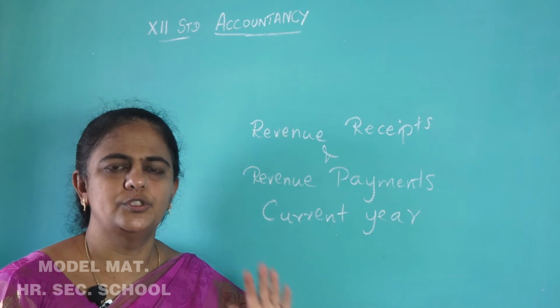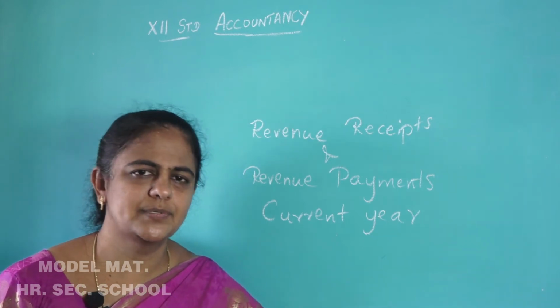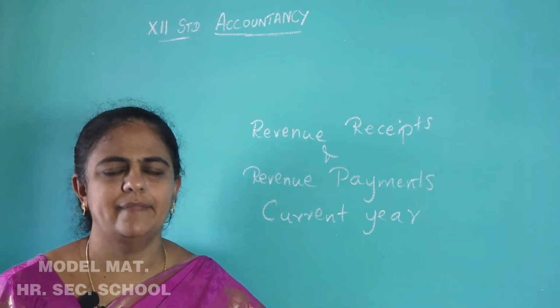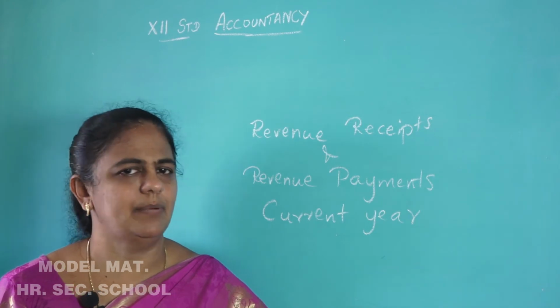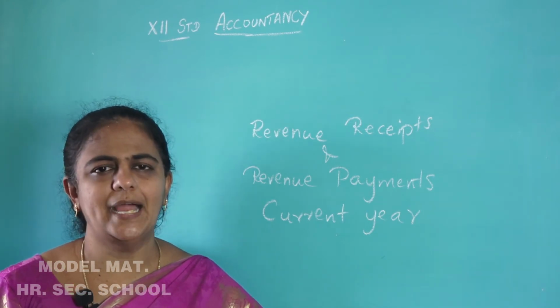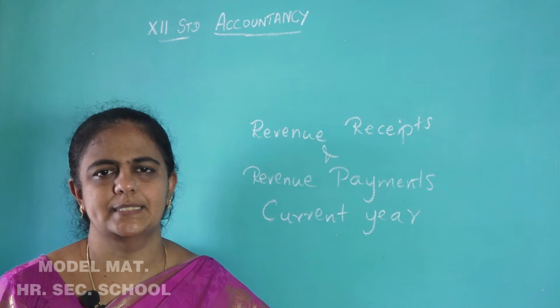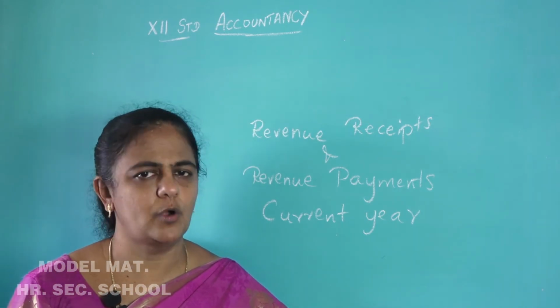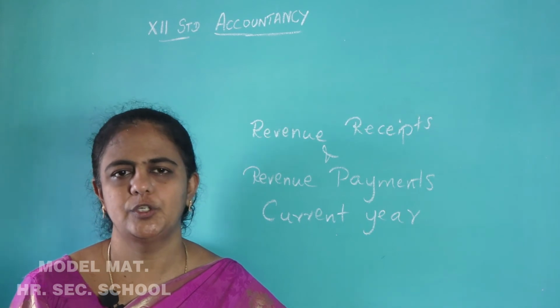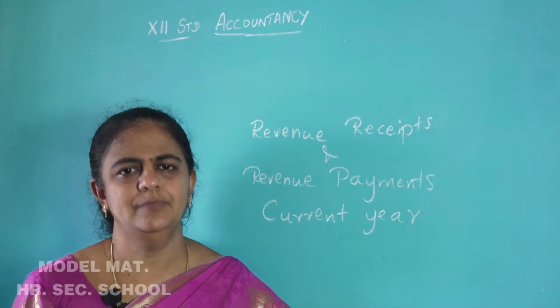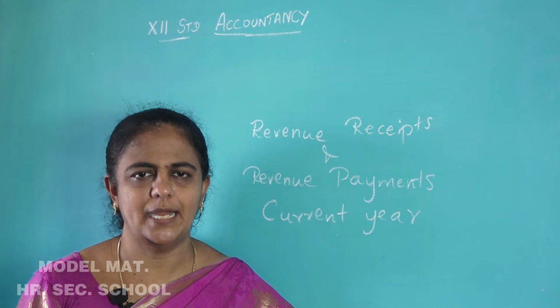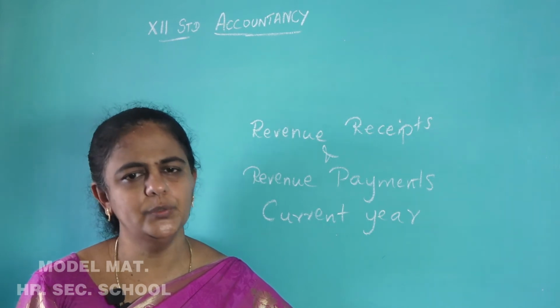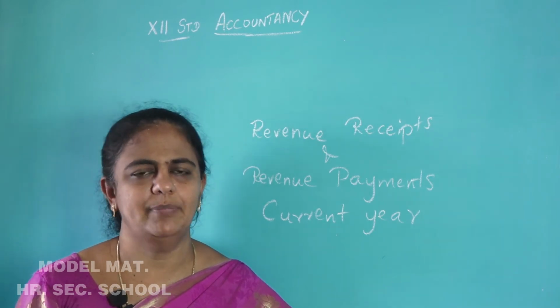Then you should know which are our revenue receipts, which are revenue payments, which are capital receipts and which are capital payments. To know that, first you should know certain items which are commonly used in a non-profit organization. You should know the meaning of those items, then only you will be able to understand whether it is a revenue or a capital item.